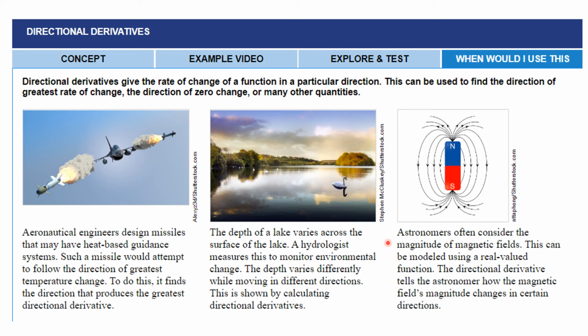And in electromagnetism and other fields, astronomers, as an example, often consider the magnitude of magnetic fields. This can be modeled using a real valued function, and you can see the magnitude, north and south, these are the lines of attraction from the north and south poles. So the directional derivative tells the astronomer how the magnetic field's magnitude changes as you go in certain directions.